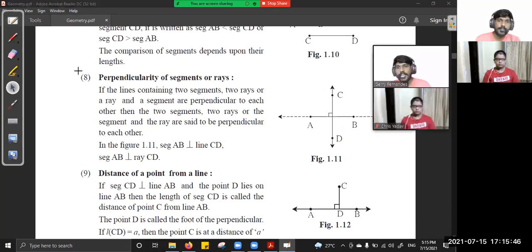Eighth one is perpendicularity of segments or rays.